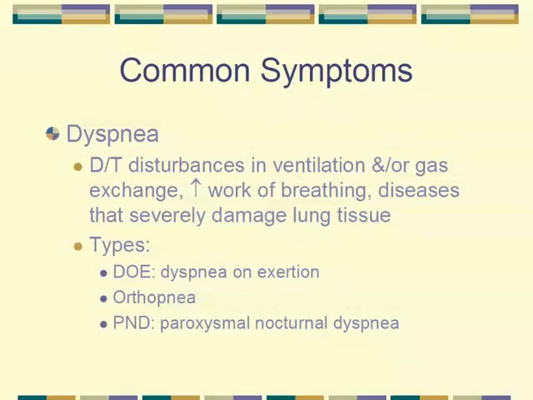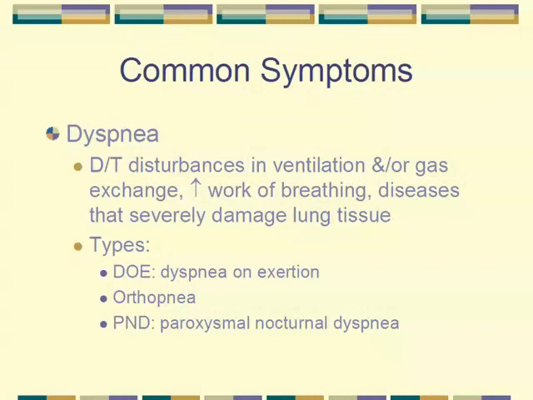There are different types. DOE is not a deer in your headlights. It's the dyspnea on exertion. It has an increased demand and decreased supply of oxygen. Orthopnea is positional dyspnea due to redistribution of water, decreased muscle effectiveness, and the abdomen pressing on the diaphragm. PND is paroxysmal nocturnal dyspnea, and this is due to water redistribution.